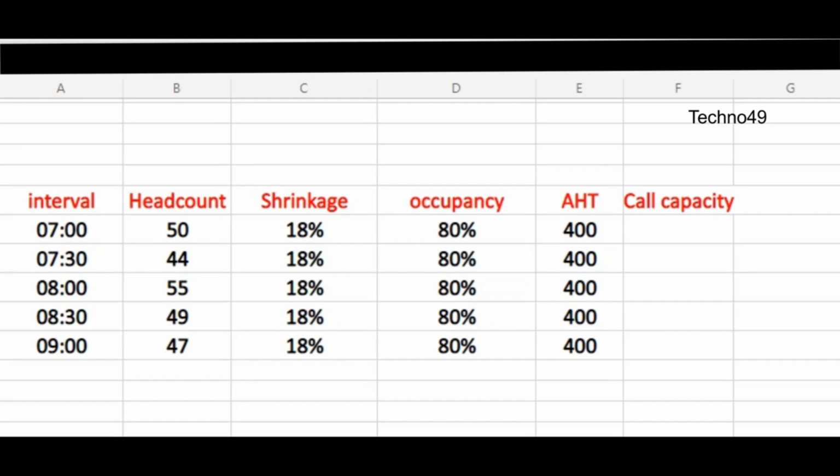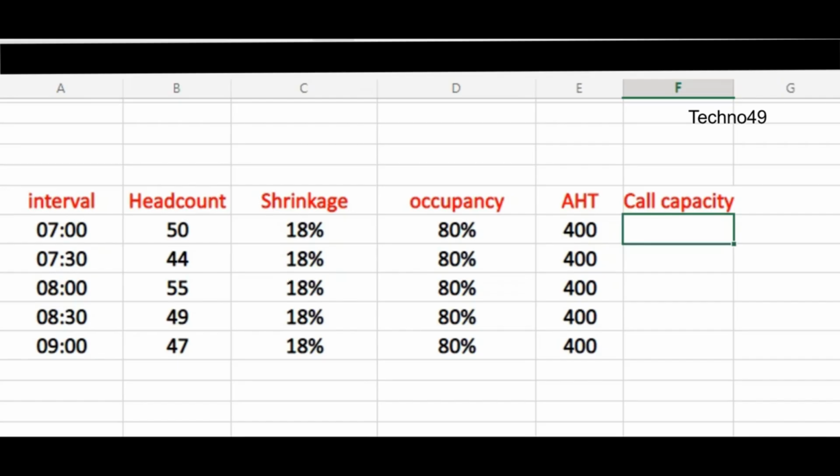First of all, we need to understand what call capacity is. Call capacity means how many calls can be answered with the components we have, like your head count, shrinkage, occupancy, and the AHT, against the handle call. The handle calls are the calls which have been handled by the agents or by the call center. And the call capacity is the maximum call volume we can have, or the call center can have, with all these available components. So now let's see how we can calculate the call capacity here.